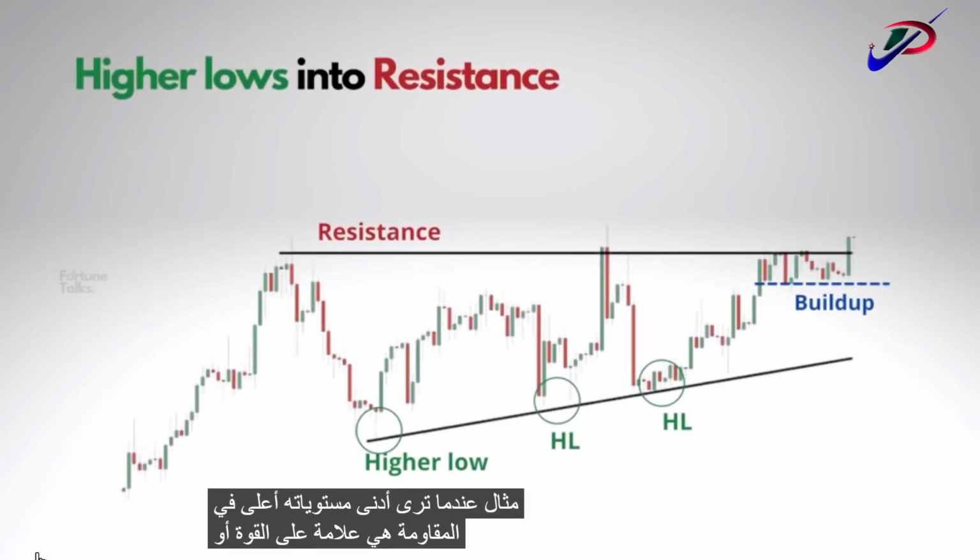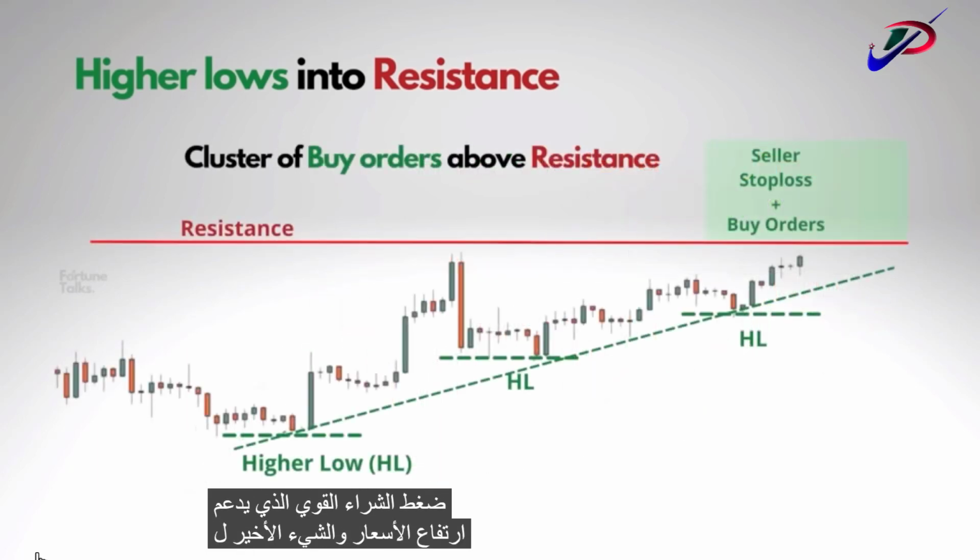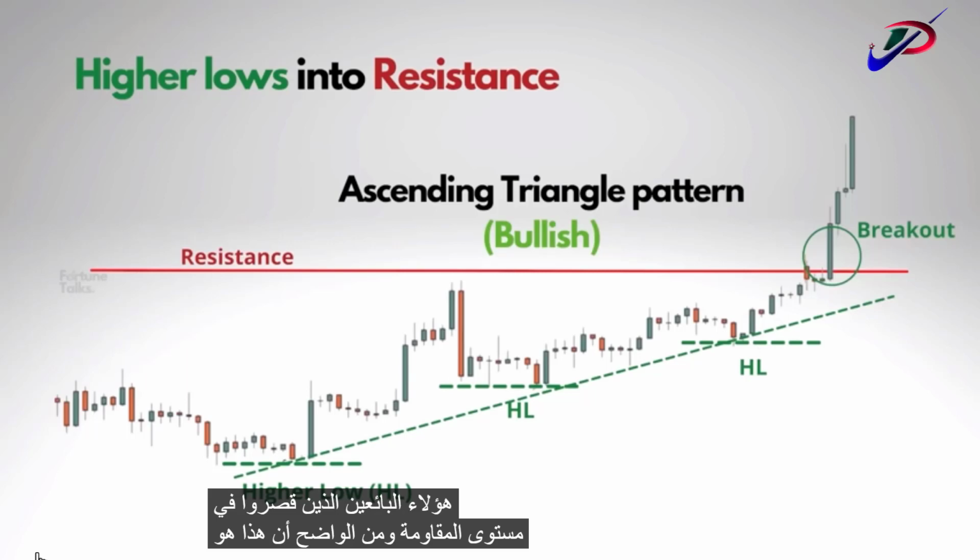For example, when you see higher lows into resistance, it is a sign of strength or weakness. Now think about it. When you see higher lows into resistance, what does it tell you? It tells you that there is not enough selling pressure, or the sellers are weak. It also tells you that there is strong buying pressure which supports the higher prices. And the final thing to keep in consideration is that there are buy stop loss orders which are clustered above the resistance, which are kept by those sellers who went short at the resistance level. And clearly this is a sign of bullish strength.